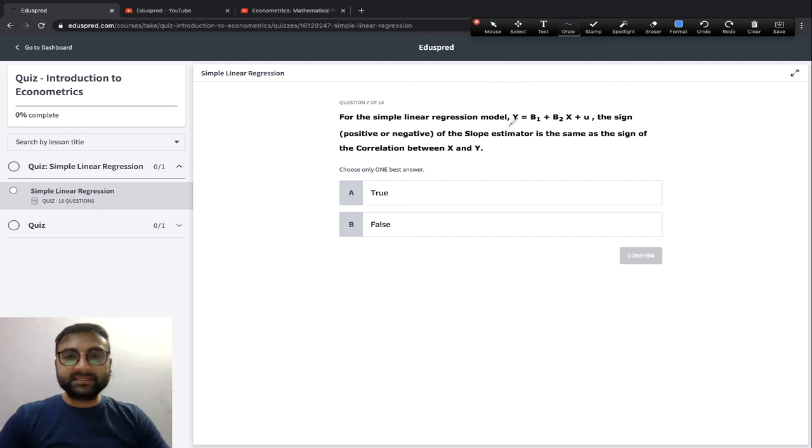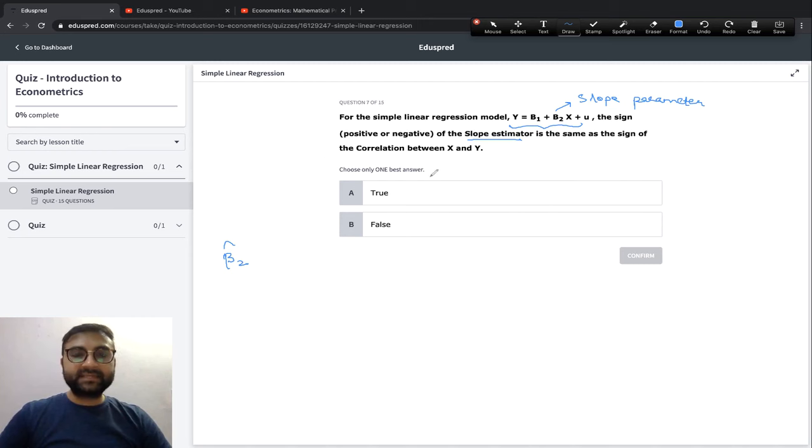They are saying that this is the simple linear regression model that we have, and they are talking about the sign of the slope estimator. Okay, first of all, let me define a notation for the slope estimator. So let's say the slope estimator is beta 2 hat. Note that this beta 2 over here is a parameter because this belongs to the population model. So beta 2 is the slope parameter. Okay, and beta 2 hat is the slope estimator.